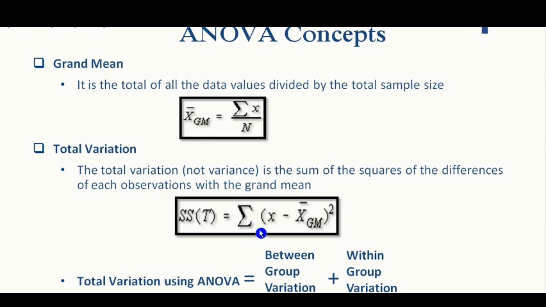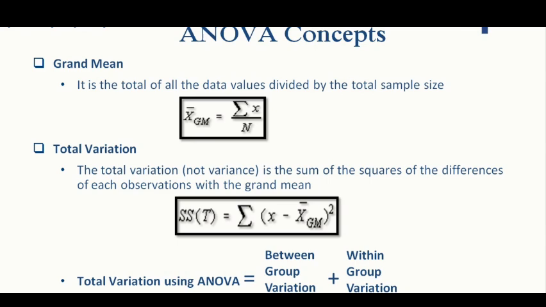If your observation is denoted by x and the grand mean is denoted by x bar gm, then you take the deviations of each of these observations from the grand mean and take the square and the total of these squares. Then it is nothing but the sum of squares of the deviations. So, this is the total variation, how far each individual observation is away from the grand mean. So, this is the total variation in the data.